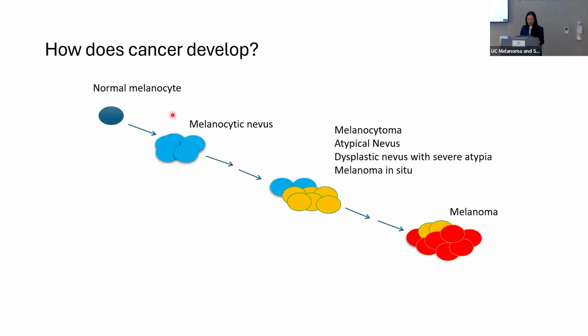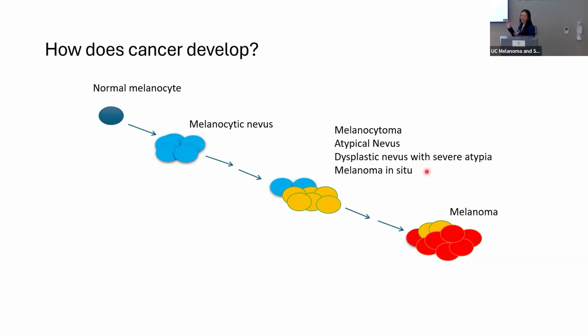So when we think about melanoma, we have the nevus that occurs from a single mutation, and then melanoma occurring from multiple mutations. And then we have this in-between category, which we're working on figuring out: the melanocytoma, atypical nevus, dysplastic nevus, or melanoma in situ. So how does that pertain to you?